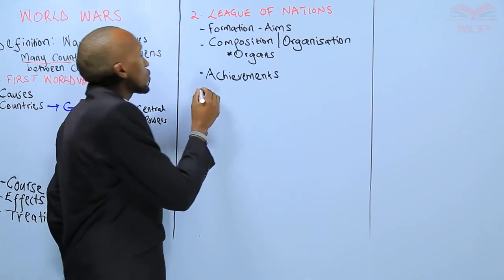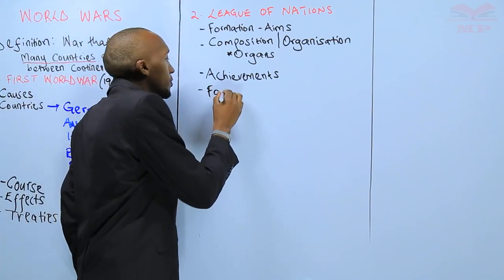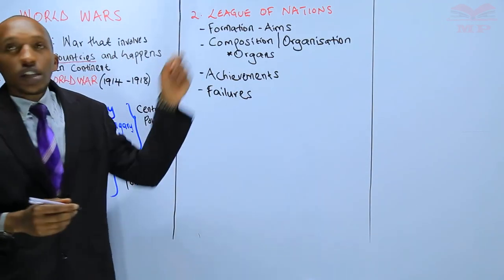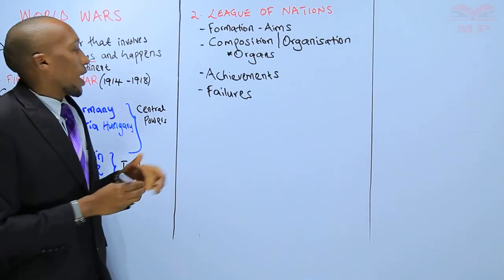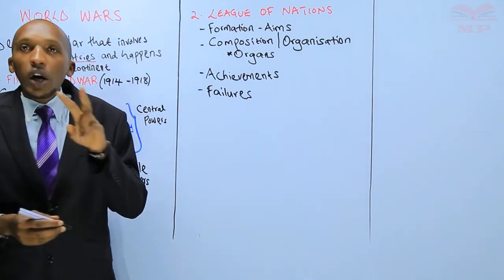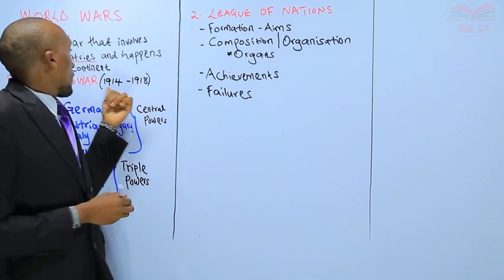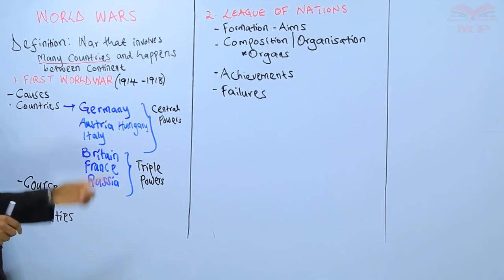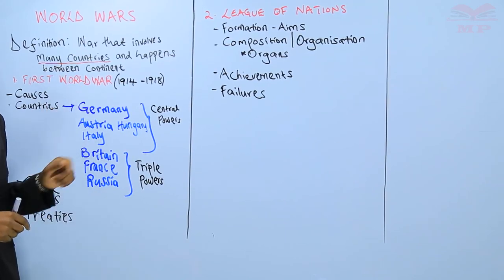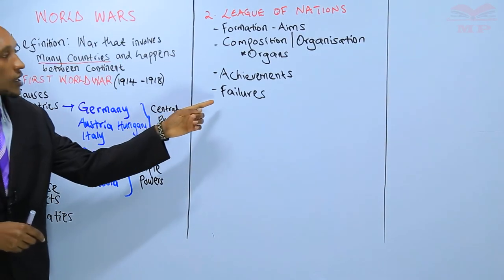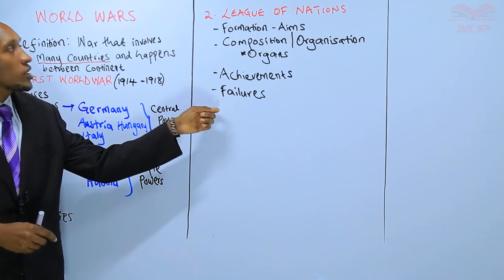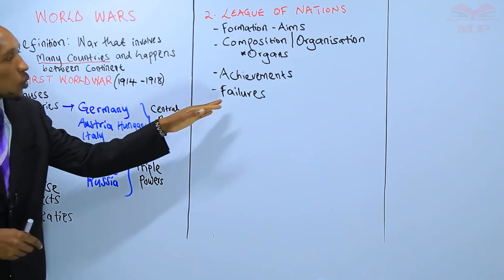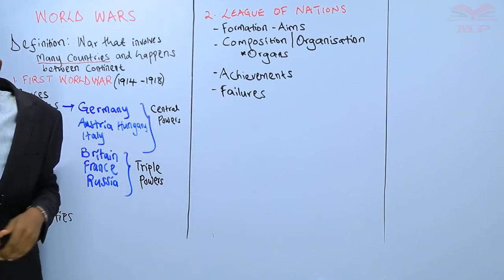And then we are also going to look at the failures of the League of Nations. Because as I hinted earlier, there were two world wars. So far we have just discussed the First World War. That means there was another war after the League of Nations. So that means there was at some point the League of Nations failed. So we are going to be discussing what were the failures of the League of Nations.